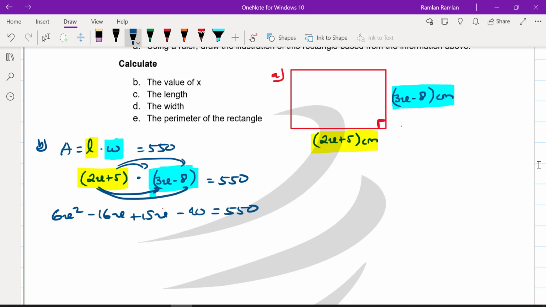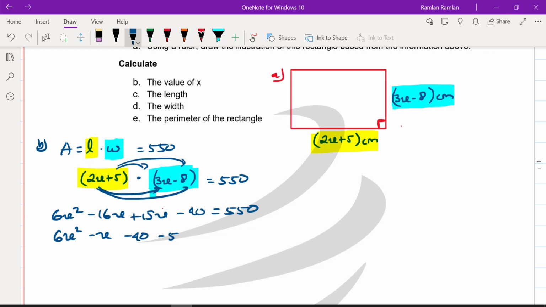Now we have already also learned about solving a quadratic equation, right? So we can simplify all of them so that all of them are on the left side of the equal sign, and on the other side of the equal sign is just 0. So we can rewrite this as 6x squared, and this one with this one becomes minus x, and minus 40, and I'm going to move this 550 to the left side.